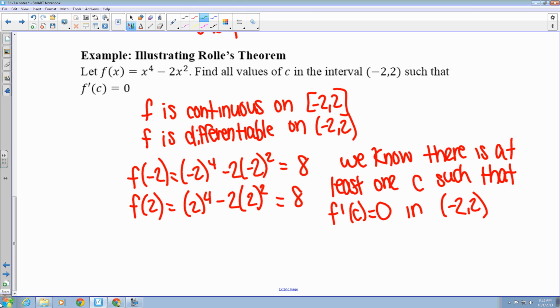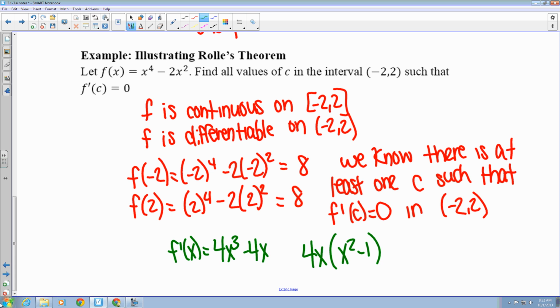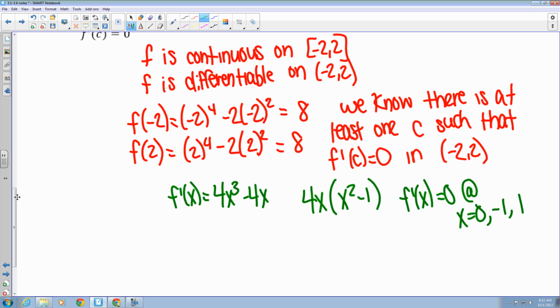Okay, so now we need to find it. Take the derivative. 4x to the 3rd minus 4x. Take out a 4x. x squared minus 1. And our derivative is equal to 0 at x equals 0, -1, and 1. All 3 points are in between -2 and 2. So all 3 of these are zeros of the derivative, or horizontal tangents, in our interval from -2 to 2.